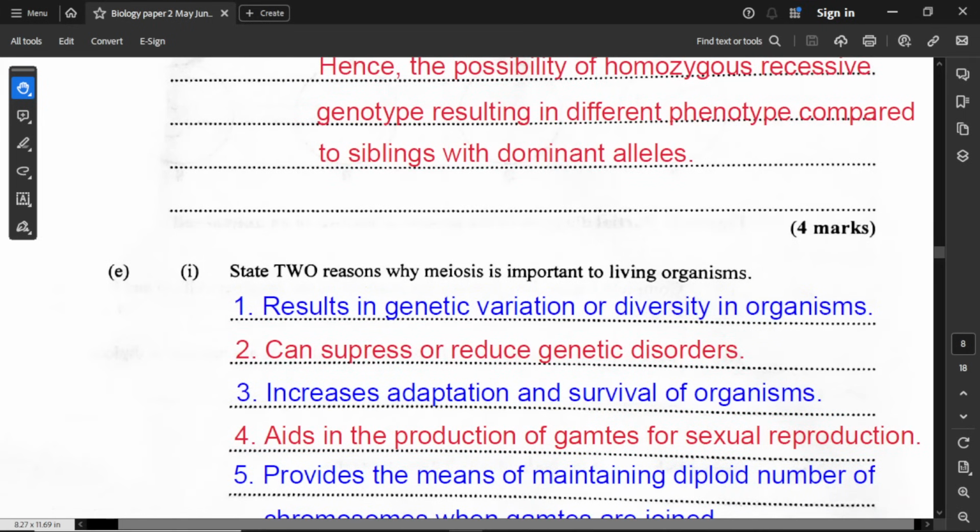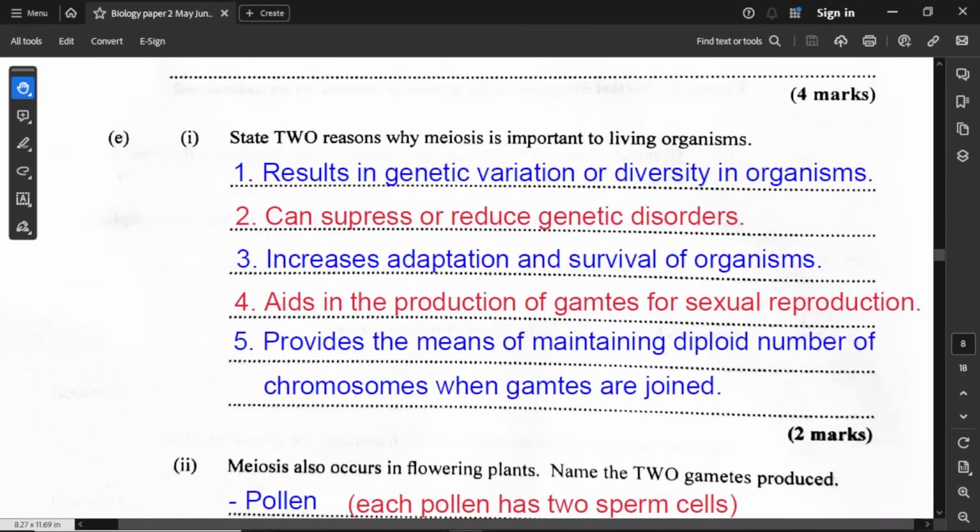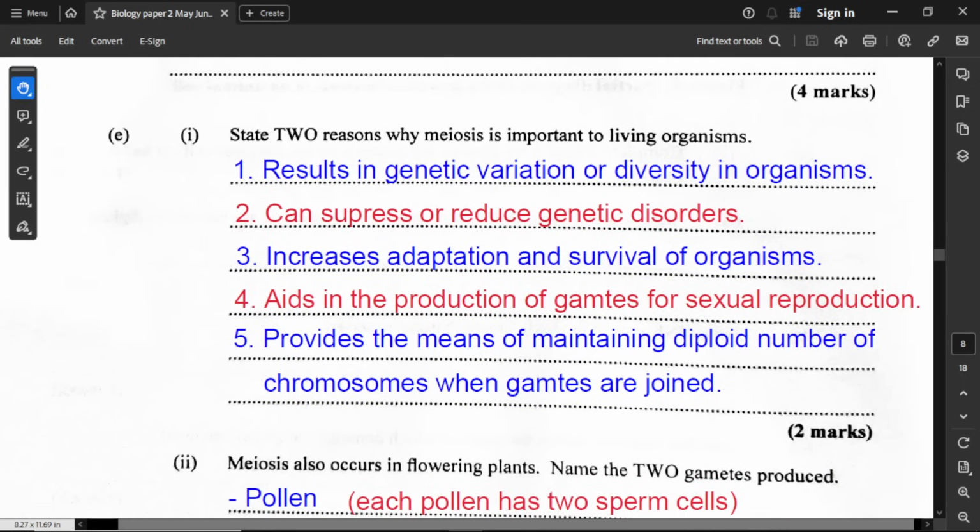All right, so part E. State two reasons why meiosis is important to living organisms. One of the most important things, I wouldn't say it is the most, but one of the most, is that it results in what they call genetic variation or diversity in organisms. And of course, we know why, because if organisms are all the same, then, for example, one particular disease could wipe out everything. You would have easy extinctions of organisms. So variety, variation, diversity will give rise to more sustainability of organisms. And of course, the adaptation process will be better as well.